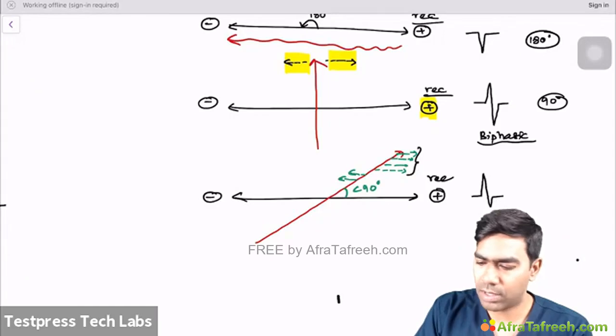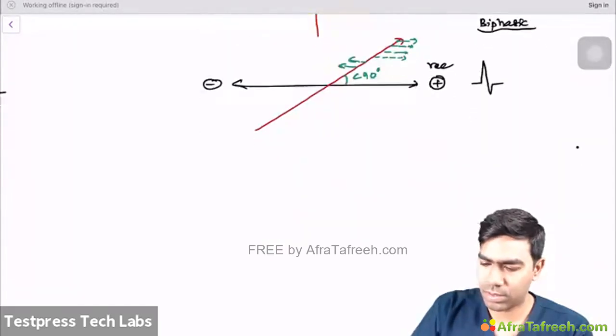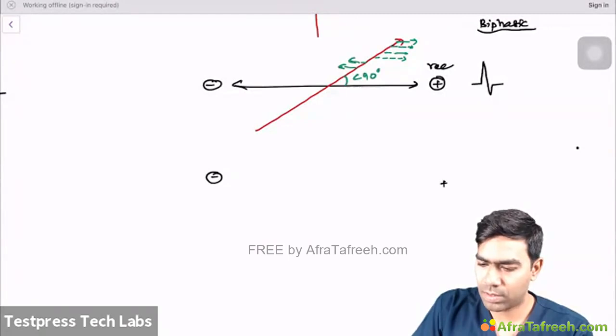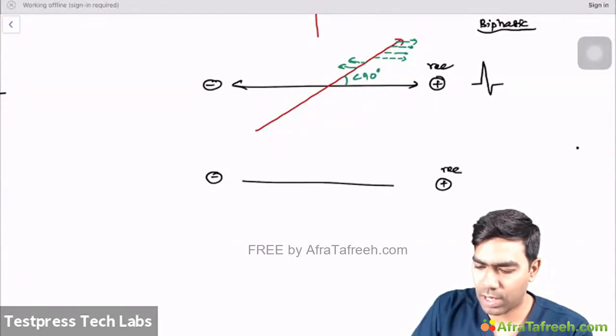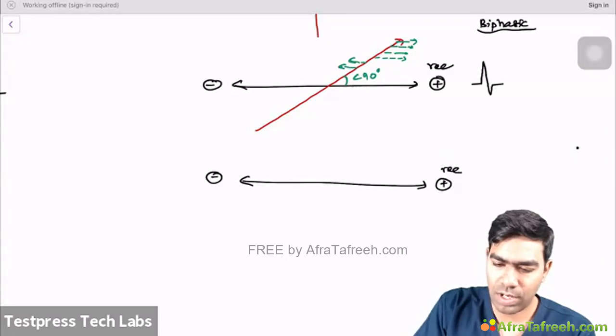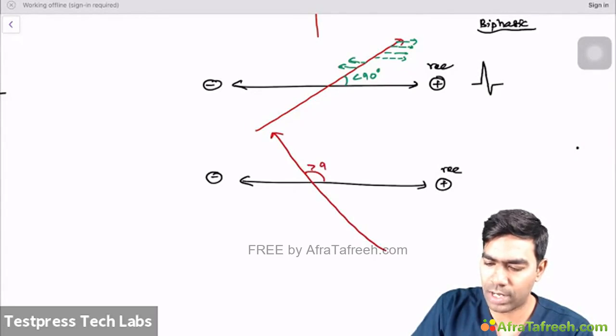But similarly, if this is the recording electrode and your depolarization vector is like this, then the angle is obtuse, more than 90 degrees.